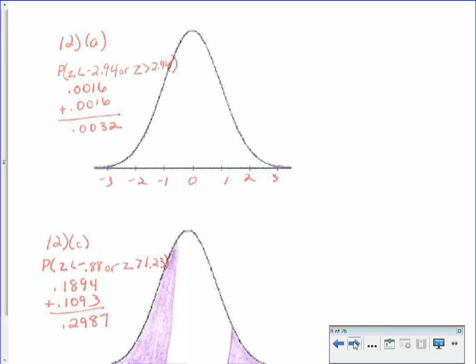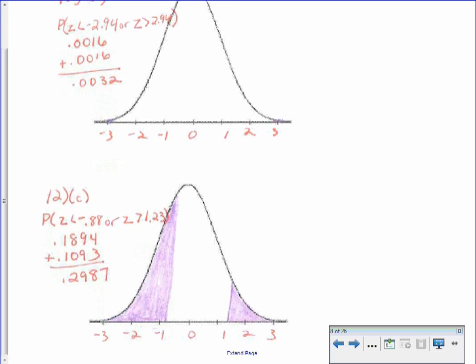12C was a little weirder though because it wasn't a symmetric situation. And so when you get to the left of negative 0.88, this larger chunk over here, I got 0.1894. And then when I did to the right of 1.23, I found 0.1093. Added those up, get almost 30%. Any questions on either of those?